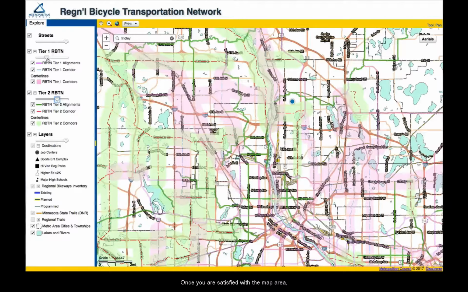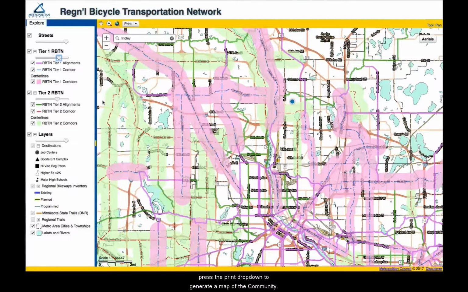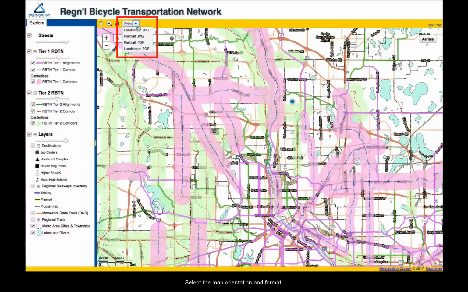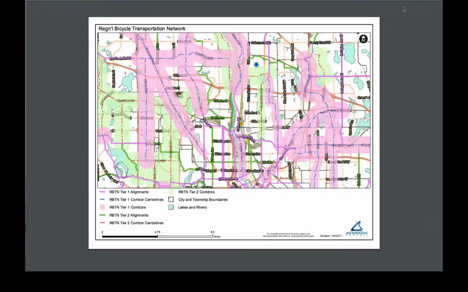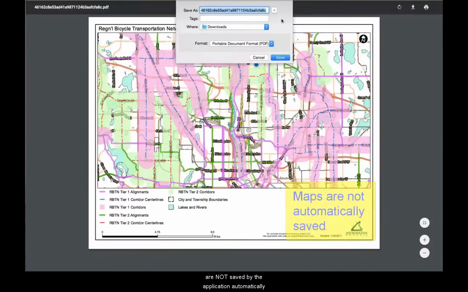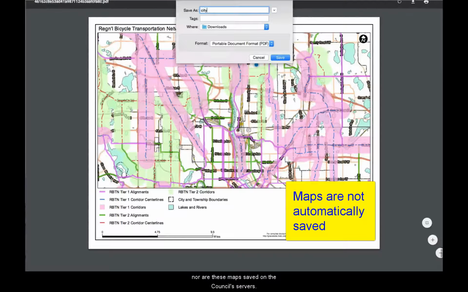Once you're satisfied with the map area, press the Print drop-down to generate a map of the community. Select the map orientation and format. I'm using Landscape PDF. I would recommend PDF since the quality of the map files are higher resolution and do not display a pixelated map. Please make sure your web browser allows pop-ups. Once the map is generated, save the map to your local drive. The PDFs generated by the application are not saved by the application automatically, nor are these maps saved on the council's servers.